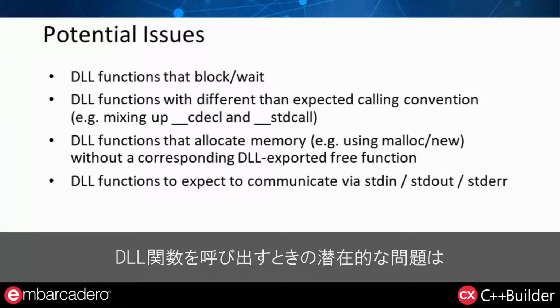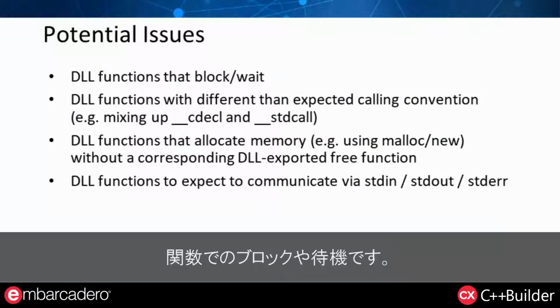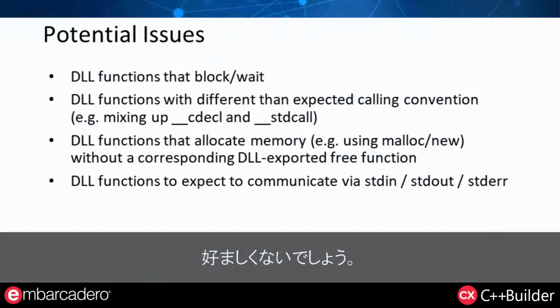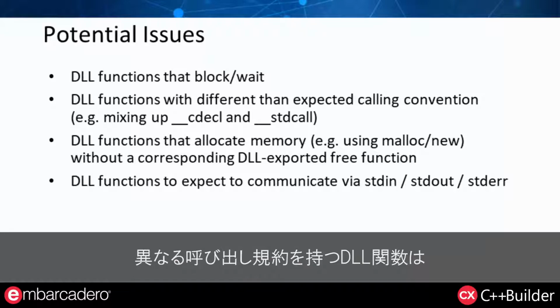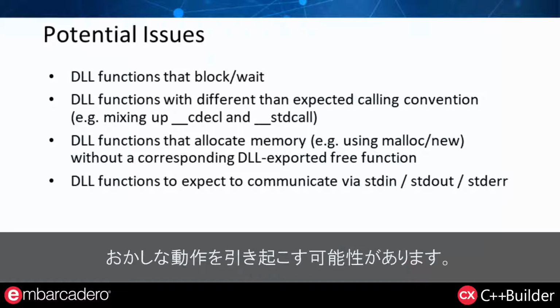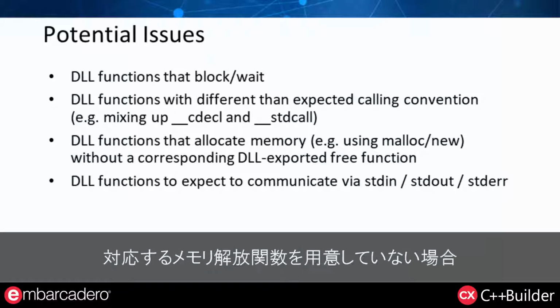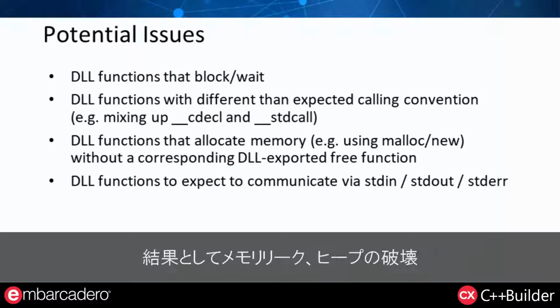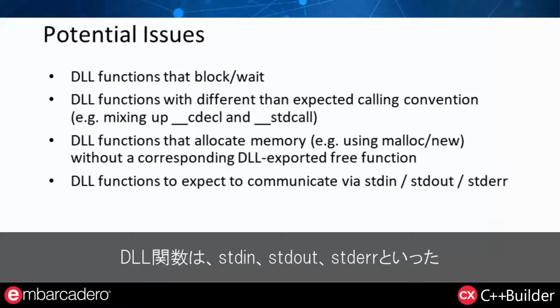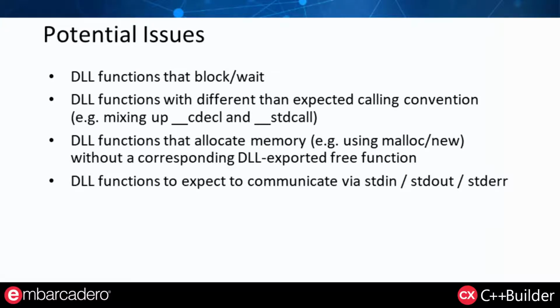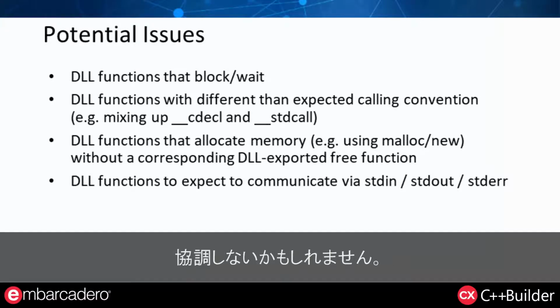Potential issues when calling DLL functions are functions that block or wait. You don't want to be blocking your application with those functions. DLL functions that have different calling conventions can cause strange behavior from stack corruption. DLL functions that allocate memory without a corresponding free function can result in memory leaks, heap corruption, or assertions. If you're calling DLL functions that expect to communicate via standard I/O handles like standard in, standard out, standard error, those are likely not to work with your GUI application.